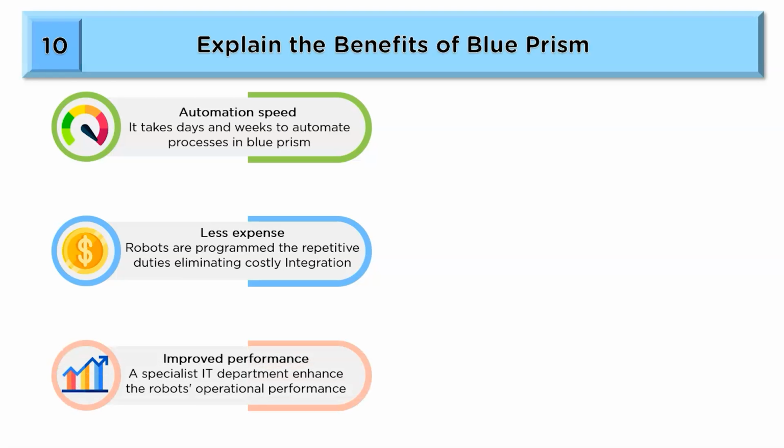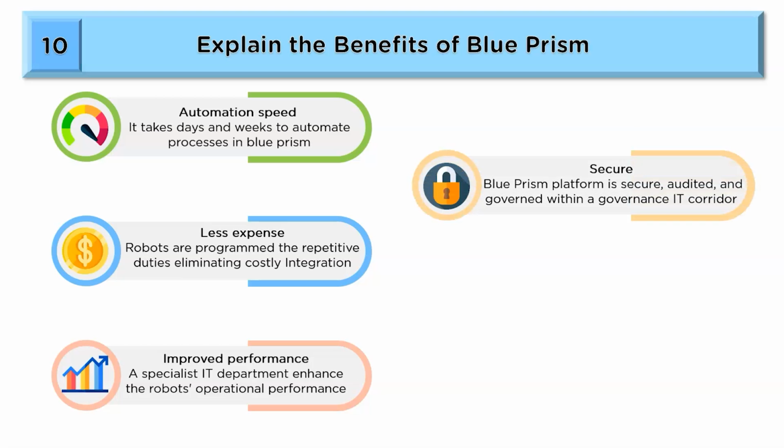Improved performance. A small specialist capability within the IT department collaborates with the robotic workforce to train them, manage referrals, and continuously enhance their operational performance. Secure. The robotic automation platform is secure, audited, and governed within the governance IT corridor. The usage of software robots invariably increases compliance with applicable data standards and confidentiality.